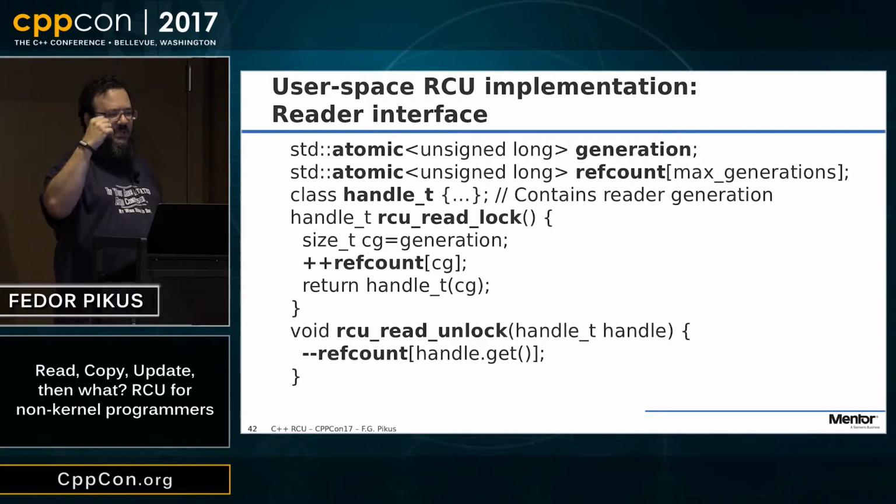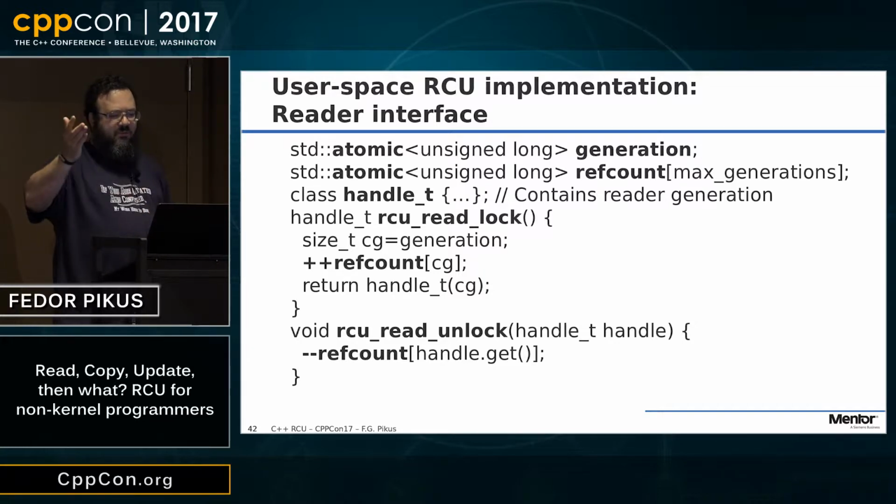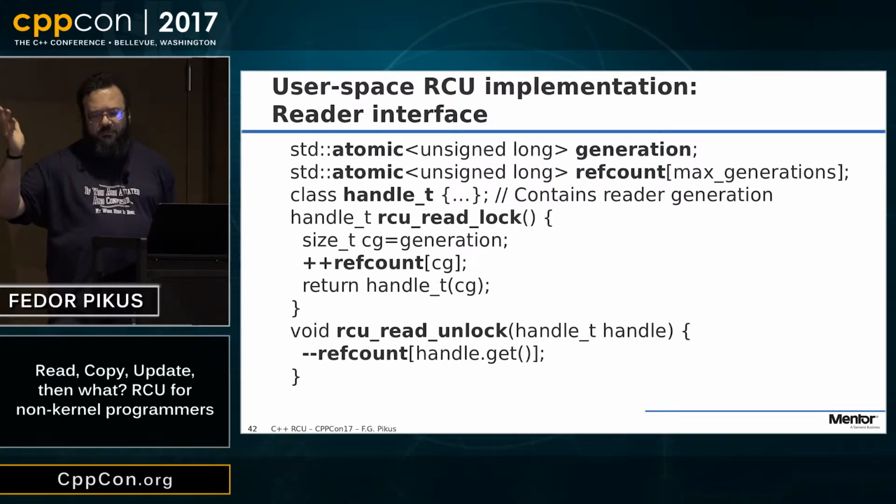And what the reader gets from the read log is that handle. And you can't really do anything with it other than you can surrender it to read and log. But that tells the writer that you are surrendering access to a particular generation. So read log increments the reference count on that generation and packages the handle with the current generation. And read and log extracts the reader's generation from the handle, decrements that reference count. That's all we do.